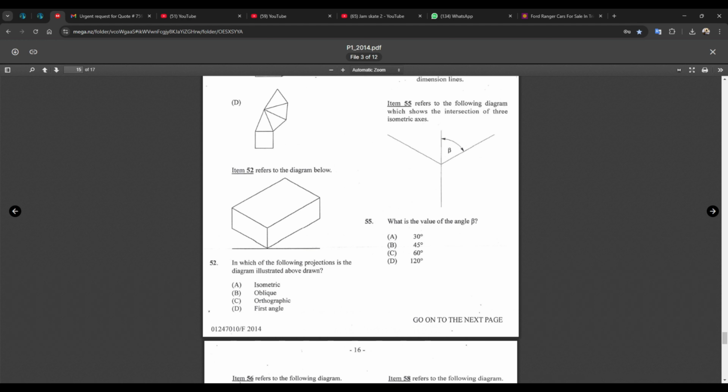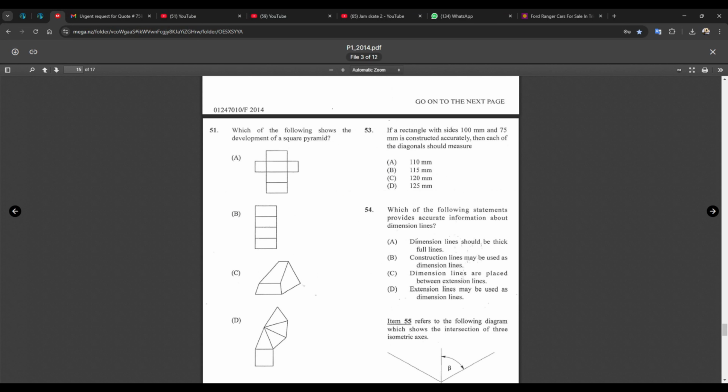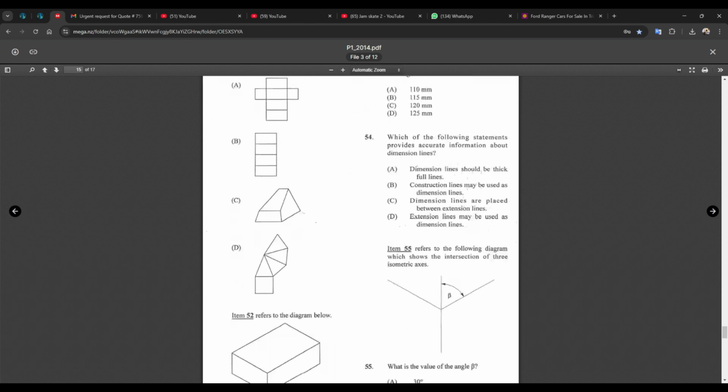In which of the following projections is the diagram illustrated above drawn? This is an isometric projection, A. Number 53. If a rectangle with sides 175 millimeters is constructed accurately, then each of the diagonals should measure... The answer is D, 125. This is some math. Can't go into everything right now, but 125 for the diagonal.